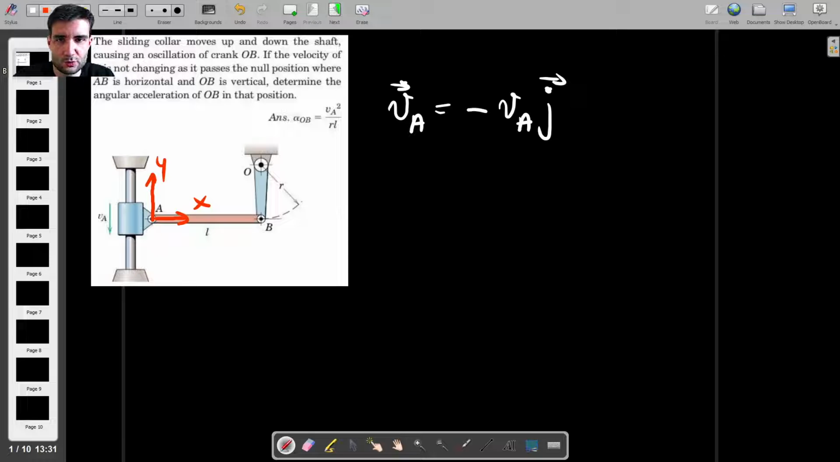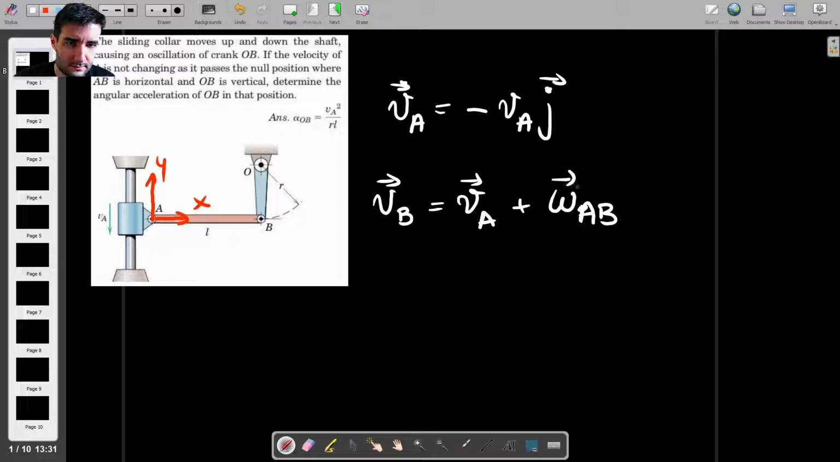So using this, we can try to get an expression for the velocity at point B, right? So the velocity at point B, given our Euler formulas, is equal to VA plus the angular velocity of link AB, and then cross product with AB. That's the position vector of B with respect to A, of course. So let's see what we have. We have that VB.